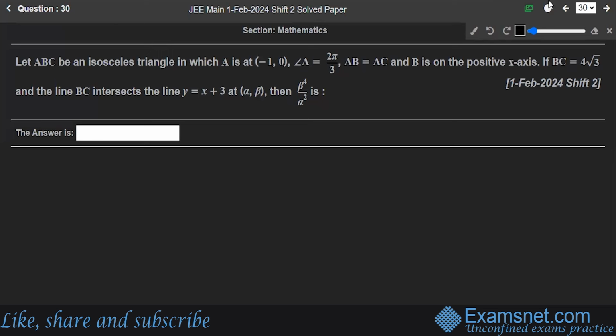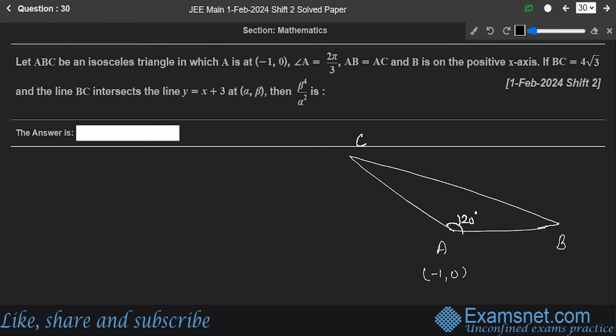Question number 30, let ABC be an isosceles triangle in which A is at this point and angle A is given by this. Let's make the figure to understand it. So this is your triangle. You are given that point A is minus 1 comma 0 and angle A is 120 degree, 2 pi by 3. AB is equal to AC. That means these two angles are equal, which will be 30 degree each. B lies on the positive x-axis. So let's say this is B, 0.